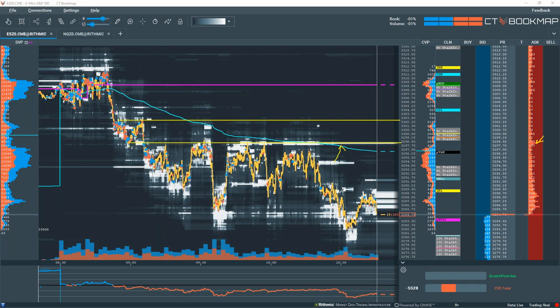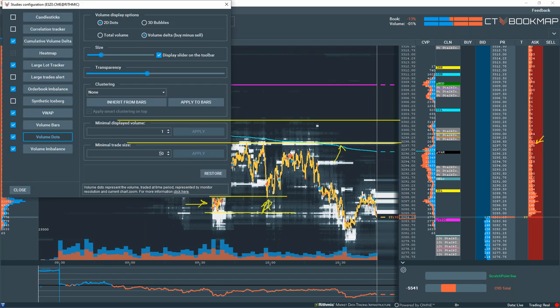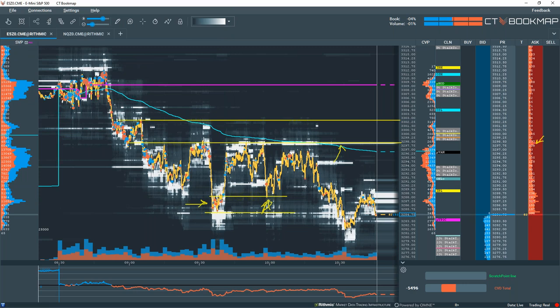Okay. The next area I want to be interested in is, are we going to remain stuck right here? It's really hard for me to draw with a mouse. So this is another area where the market battled. You can see those red and blue dots. And by the way, my dots are filtered. I filter everything. I don't want to see a lot of noise. So I'm filtering my dots by 50. I turn off the smart clustering. I just want to see the dots for where they are. But I filter by 50 lots.